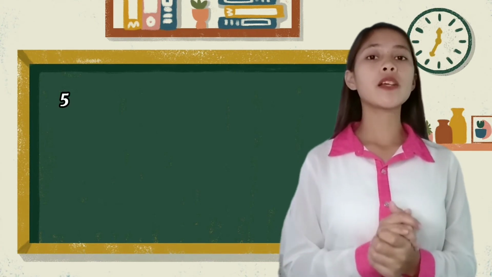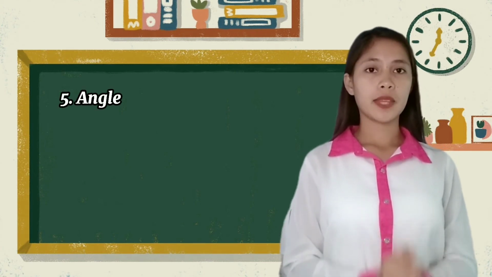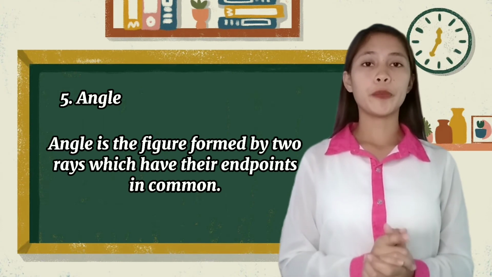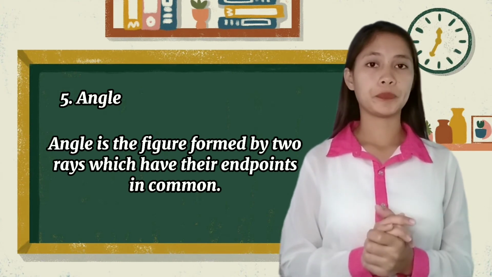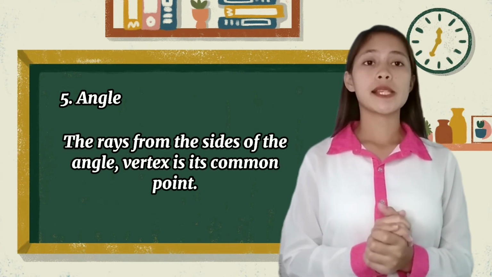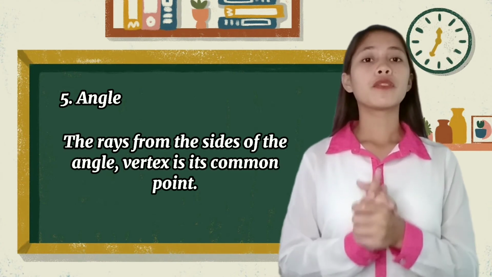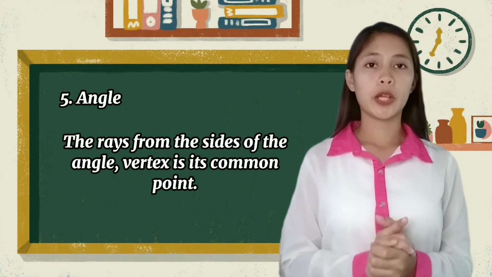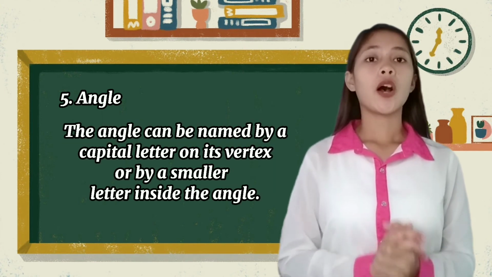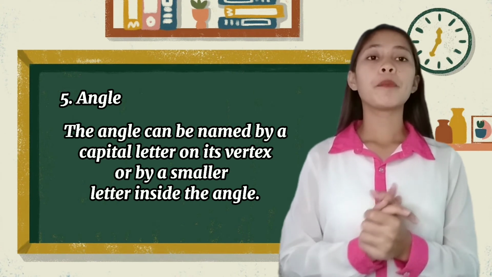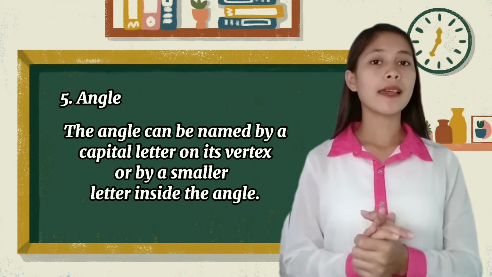The fifth geometric concept is the angle. Angle is the figure formed by two rays which have their endpoints in common. The rays form the sides of the angle. Vertex is its common point. The angle can be named by a capital letter on its vertex or by a small letter inside the angle.